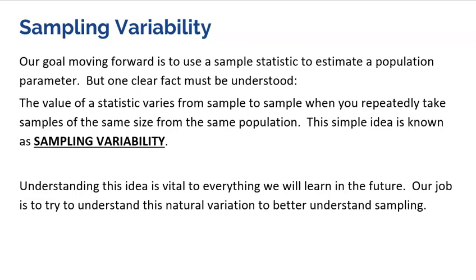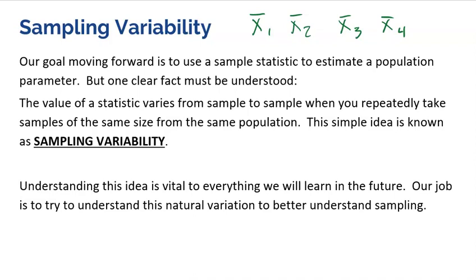So remember, sampling variability is this idea that the value of a statistic will vary from sample to sample. If I look at the mean of a sample, and then I look at the mean of a second sample, and then a third sample, and a fourth sample, all of those sample means are going to be different. It doesn't mean I did anything wrong. It just is a natural occurrence that happens when you look at different samples.